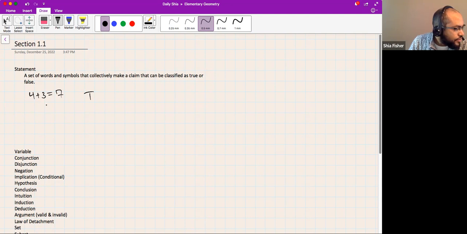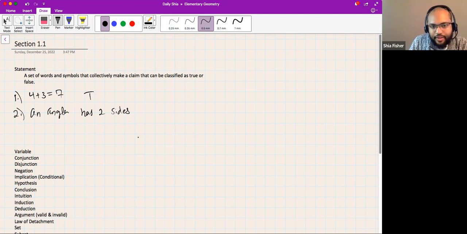How about an angle has two sides? Here's another statement. We'll call this statement 1, statement 2, an angle has two sides. Is that statement true or false? Well, what is an angle? If you have a line like this, there's an angle here, but you need another line, excuse me, to form the angle. So I'm going to say that that's true.